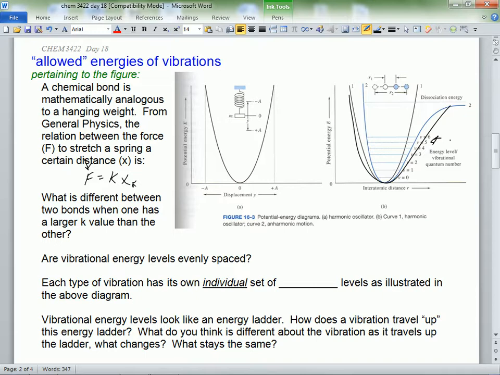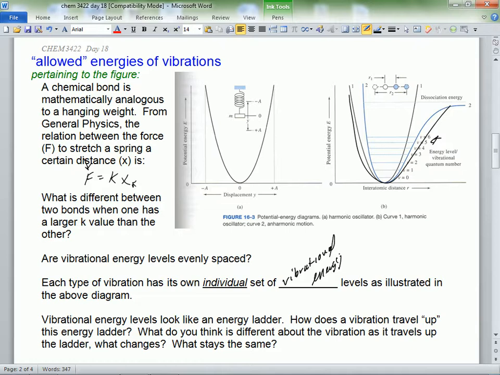Each type of vibration has its own individual set of energy levels, as illustrated in the above diagram. What are they calling them? Quantum or vibrational energy levels, whatever word you want to use. It refers to just one vibration. Each stretch vibration is going to have its own ladder.